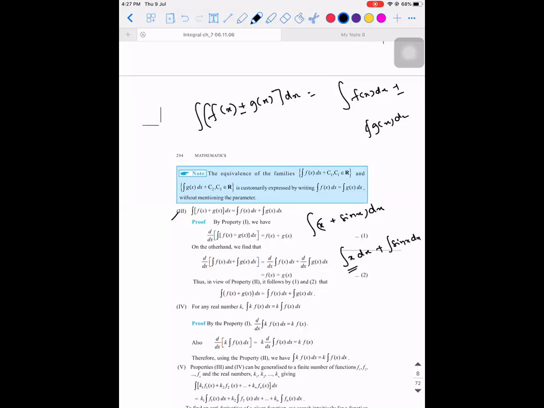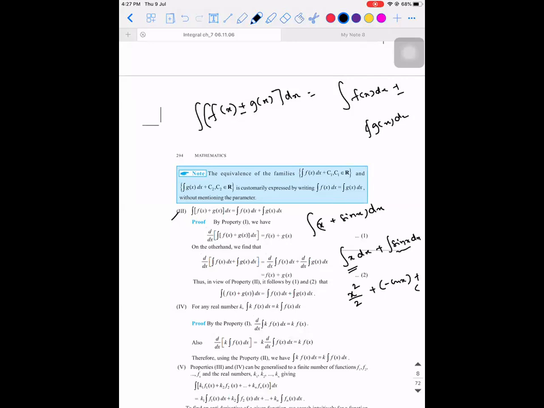So what is the integral of x? x square by 2. So x square by 2, and the integral of sine x is minus cos x. You will add some constant, plus c. That's it.